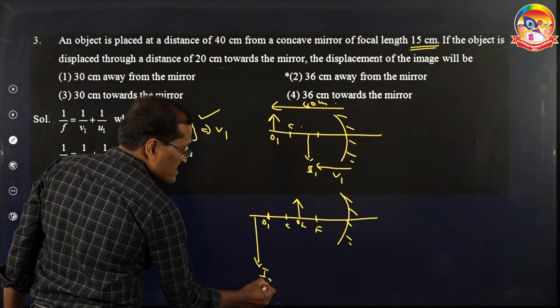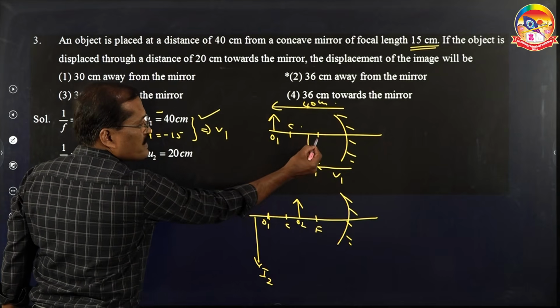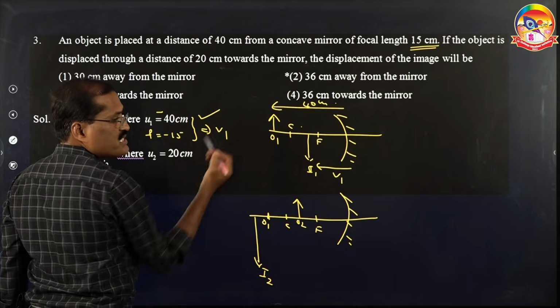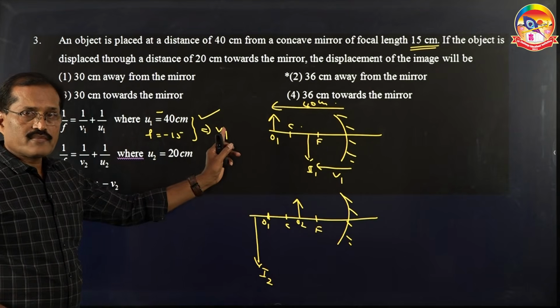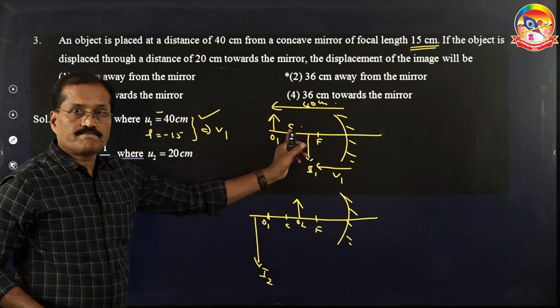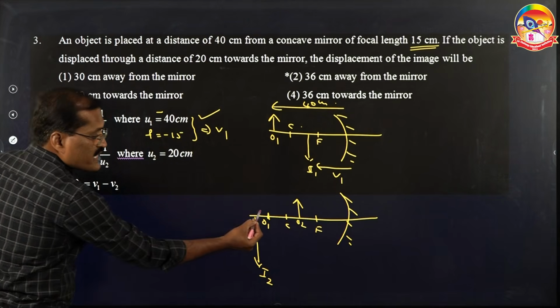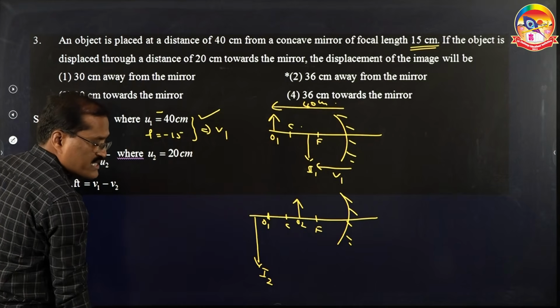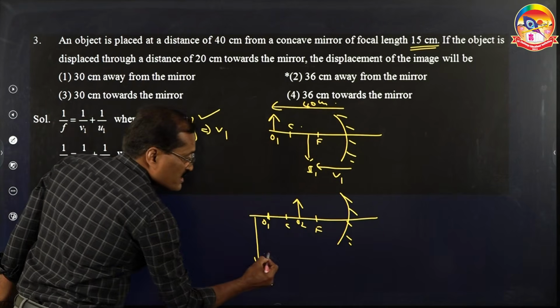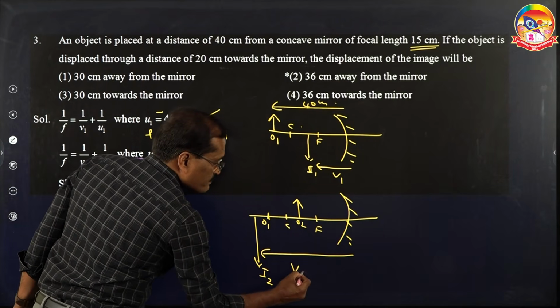Earlier image and this image: you can see that the first image is between F and C, because the object was beyond the center of curvature and the image was between the center of curvature and focus. In this case, when the object comes between F and C, the image goes beyond. This is the image distance here.